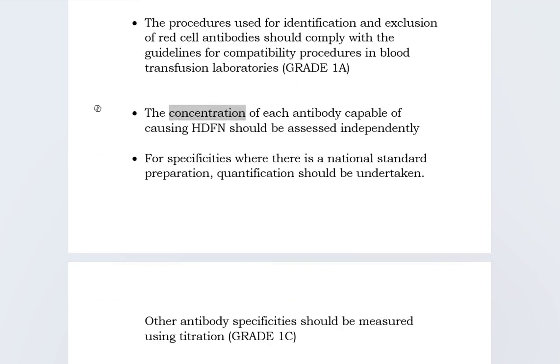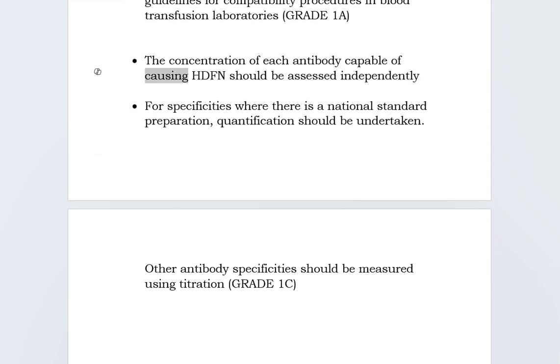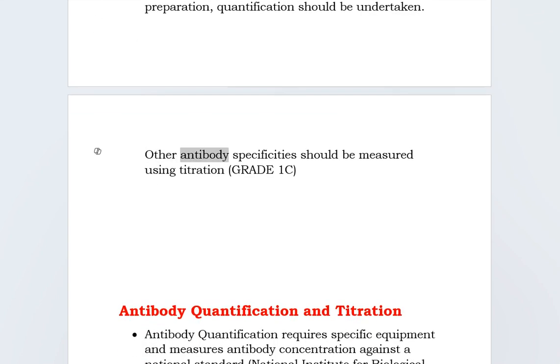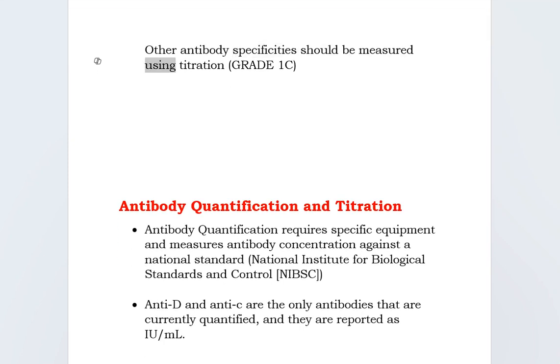The concentration of each antibody capable of causing HDFN should be assessed independently. For specificities where there is a national standard preparation, quantification should be undertaken. Other antibody specificities should be measured using titration, Grade 1C.